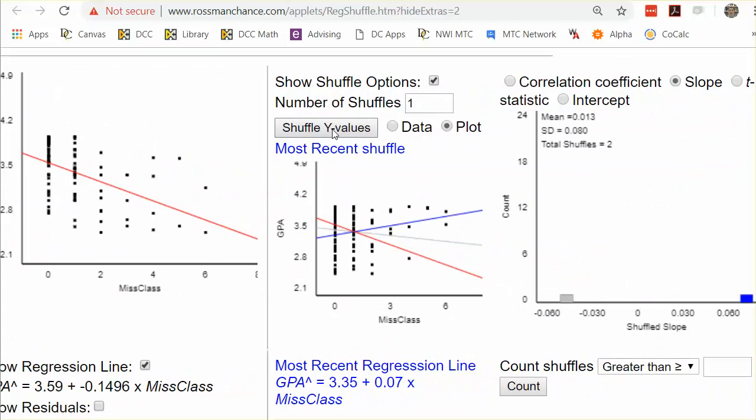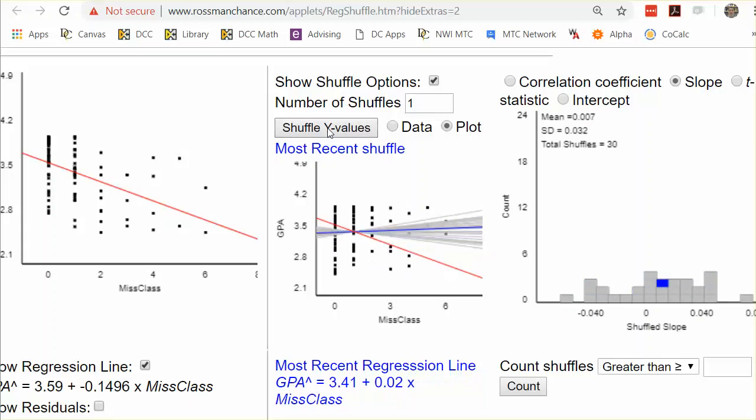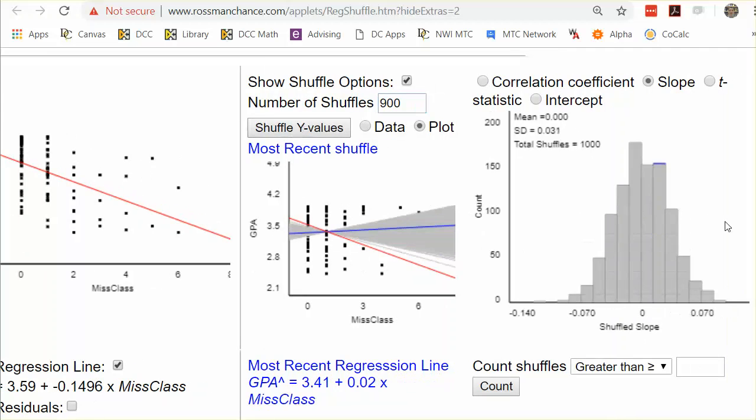Then we shuffle them again. Oh, this time it was positive. We shuffle them a whole bunch of times. Each time we randomize the y values for the given x number of classes missed. And when we do that, we get our null distribution. If we do it 100 times, it looks like this. If we do it 1,000 times, it looks like this. So that's a nice bell curve shape, which is typical to what we'd expect.